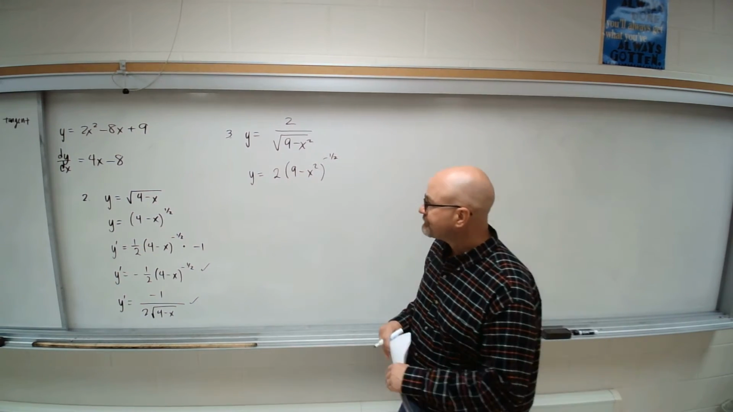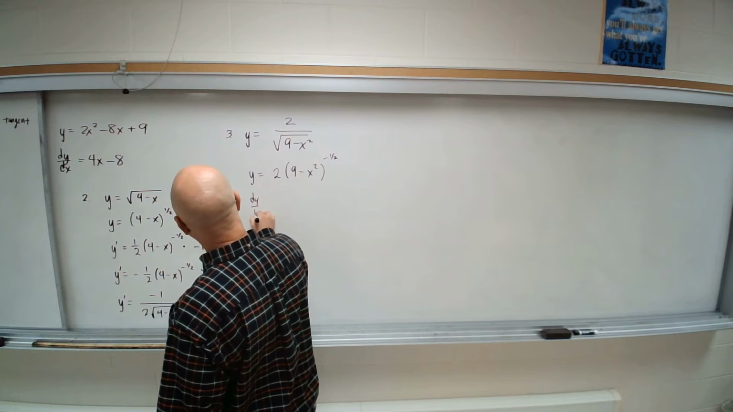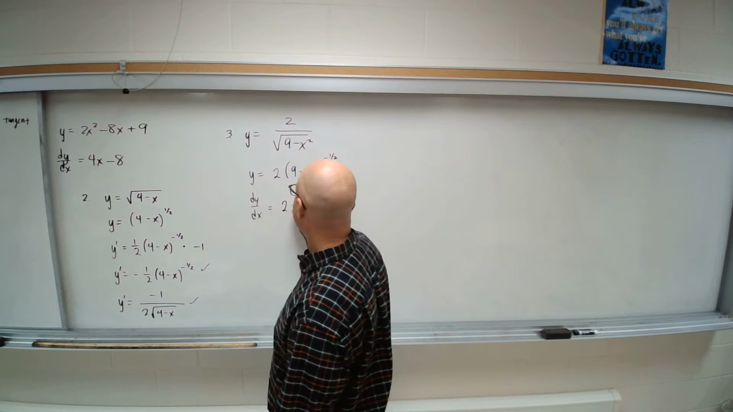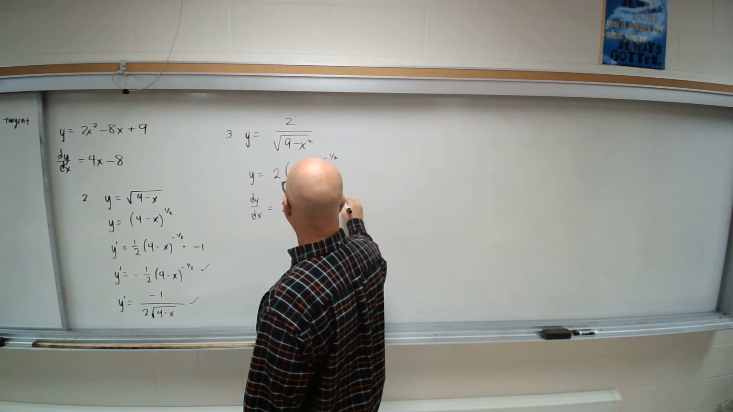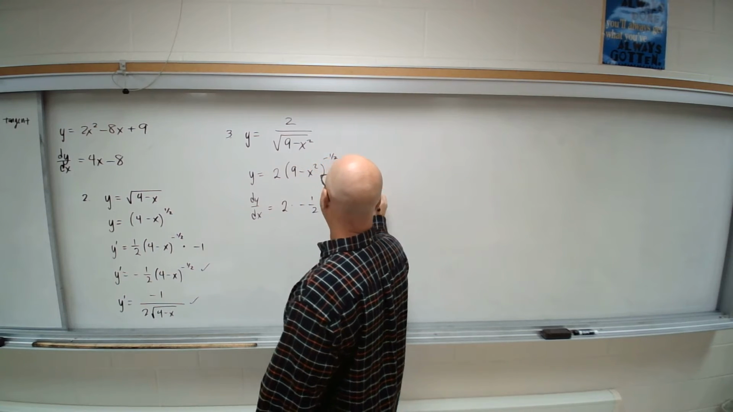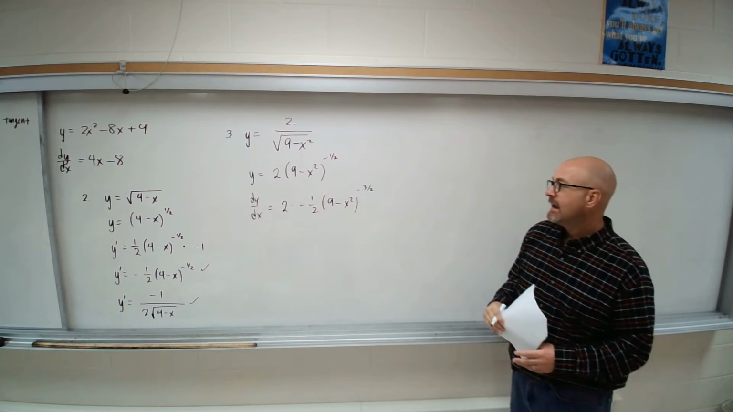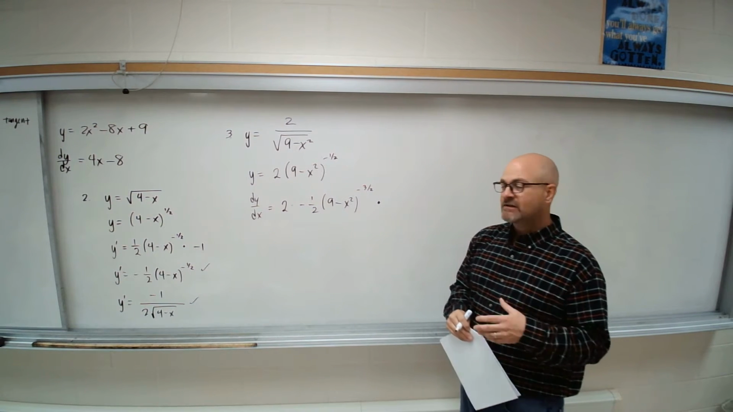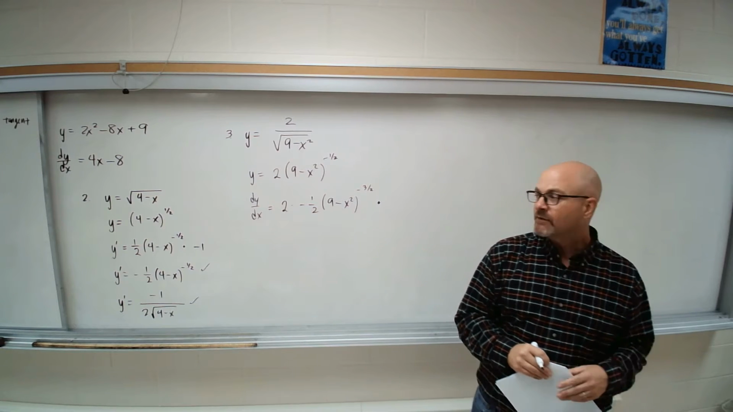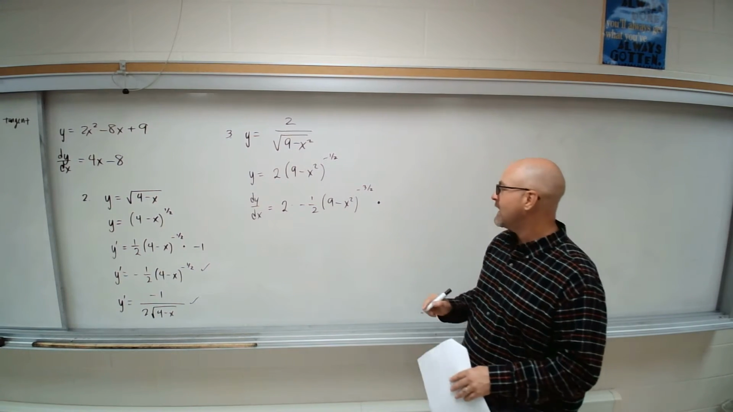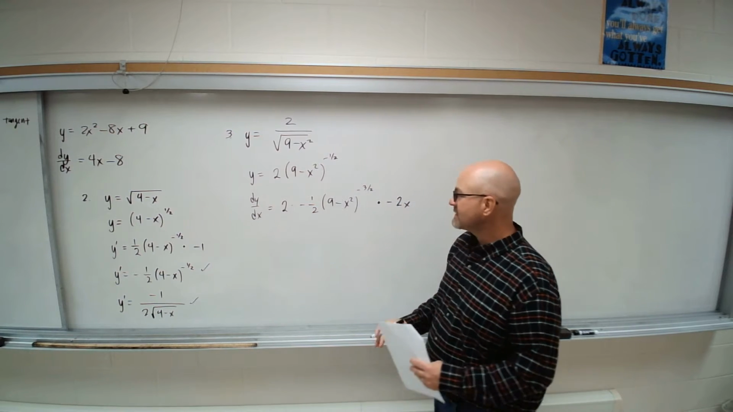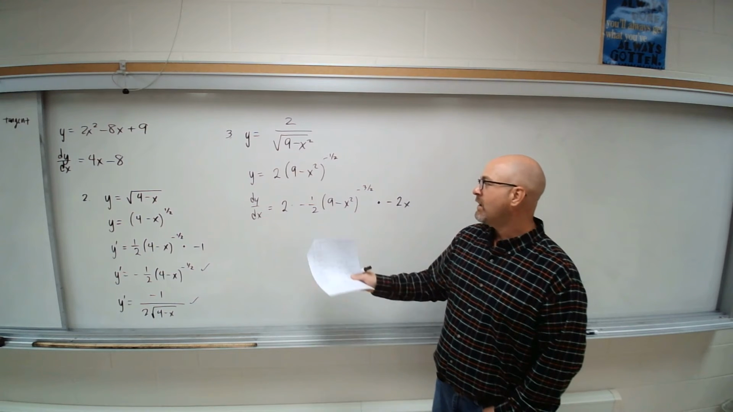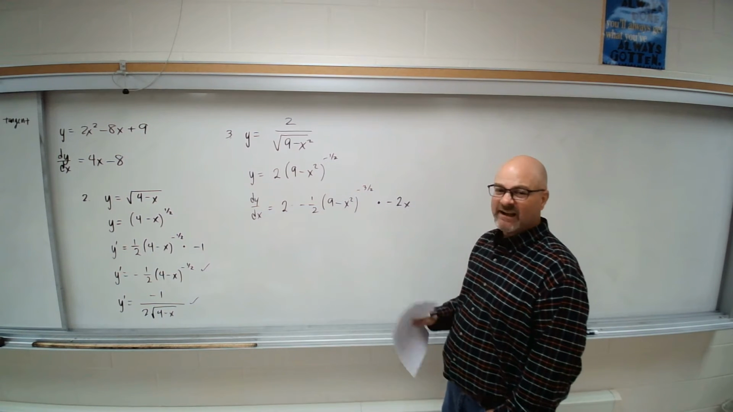So with this one, to find the derivative, dy over dx, it will be 2, which is just a constant multiple, times negative 1/2, and then 9 minus x squared to the negative 3/2. And then we need to take the derivative of 9 minus x squared, and it's going to be multiplied. The derivative of 9 is just 0. The derivative of negative x squared would be negative 2x. Okay, so now at this point, we have a 2 times a 1/2. Those will cancel. We have a negative times a negative.